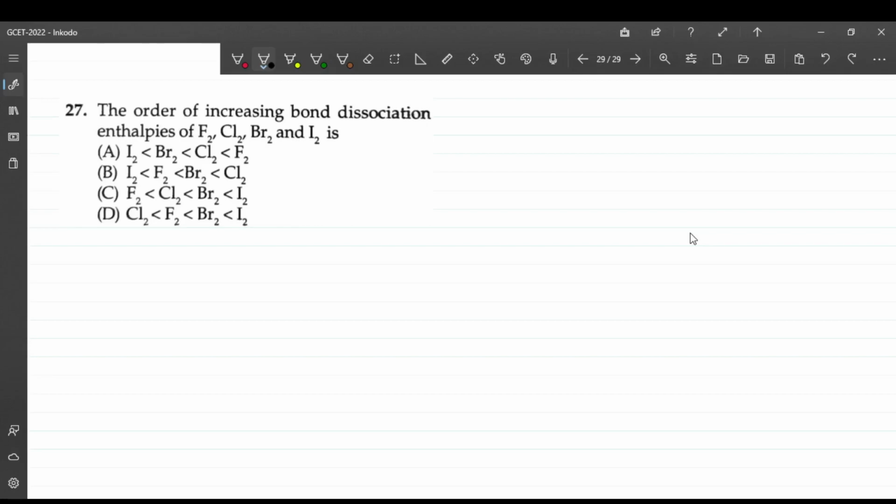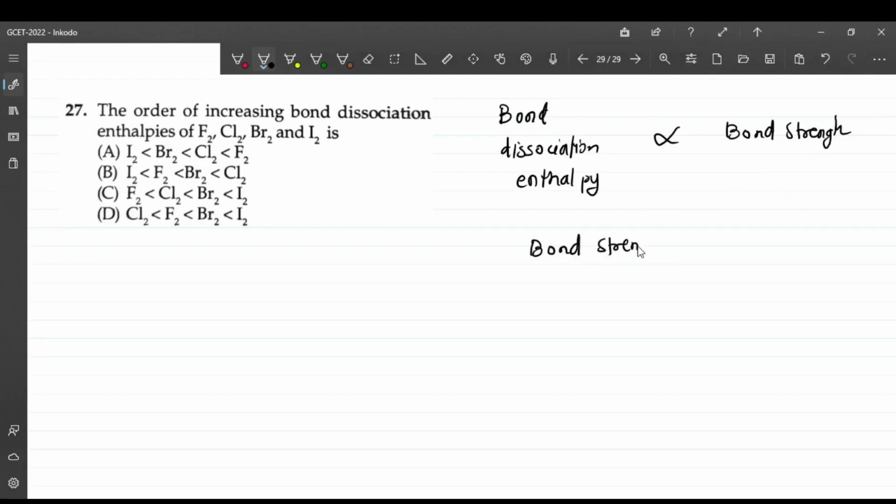Okay, this question asks for the increasing order of bond dissociation enthalpy of fluorine, chlorine, bromine, iodine. Here the orders are given. See, this question is based on bond dissociation enthalpy. Remember that bond dissociation enthalpy, which means bond breaking enthalpy, is directly proportional to bond strength. The more the bond strength, the more the bond dissociation enthalpy. And bond strength is directly proportional to bond length, right?